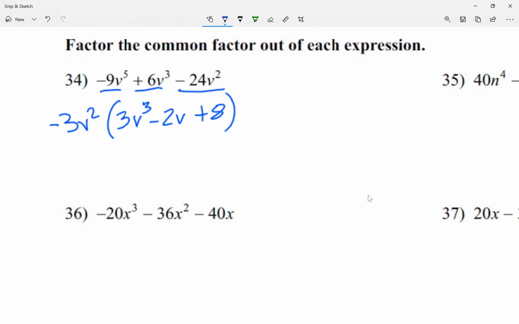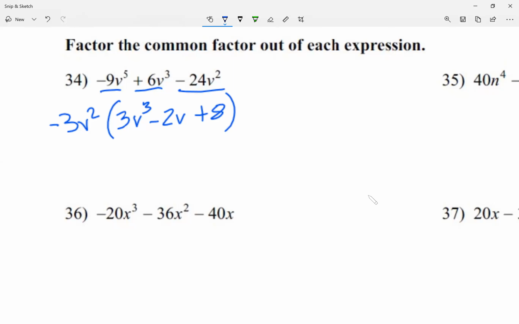When I look at my numbers inside of the parentheses, 3, 2, and 8, for me to know that I'm done, I should not be able to divide them by anything other than 1. There's nothing that is a factor of 3, 2, or 8, which is the case. And again, my first number inside the parentheses should be positive.